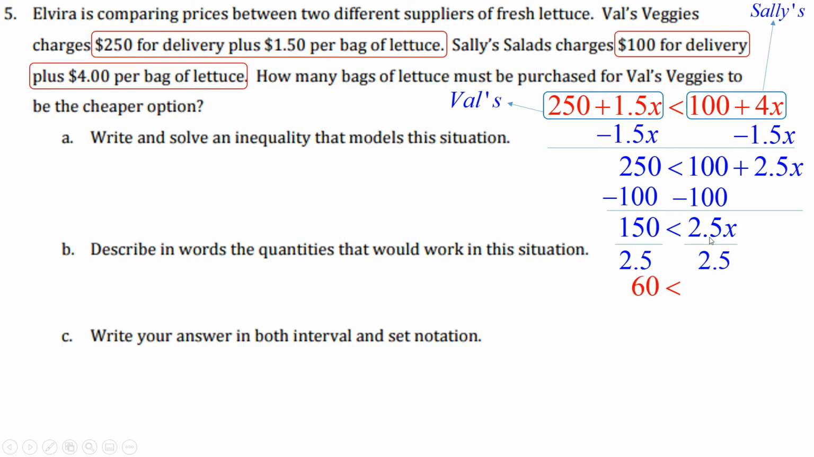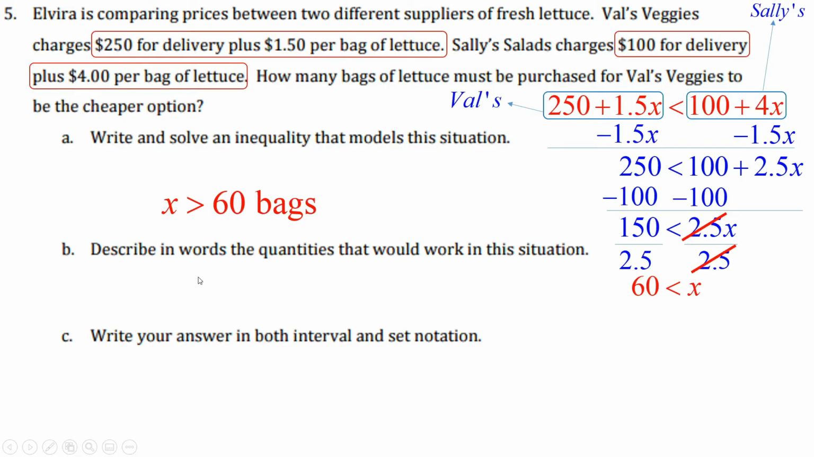And on the right, my 2.5's cancel. So I'm going to read this from the variable. X is greater than 60. You could say 60 is less than x, but most people find it's easier to read an inequality from the variable. X is greater than 60. So x has to be greater than 60 bags.